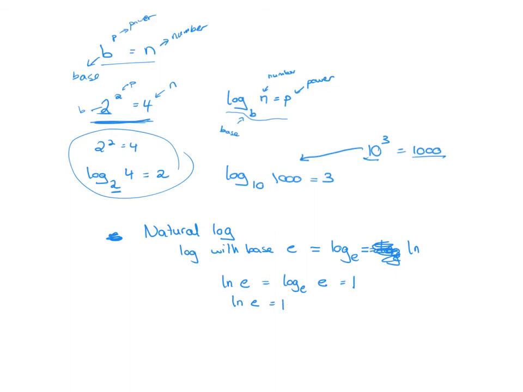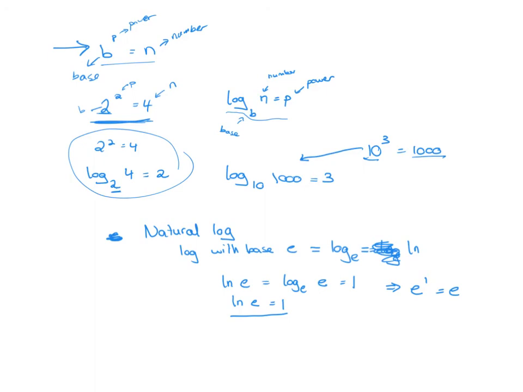If I rewrite it now in the power form, remember, our base is e, so it is e to the power of 1. Anything to the power of 1 is simply itself, so e to the power of 1 is simply e. Hence why ln e is equal to 1.